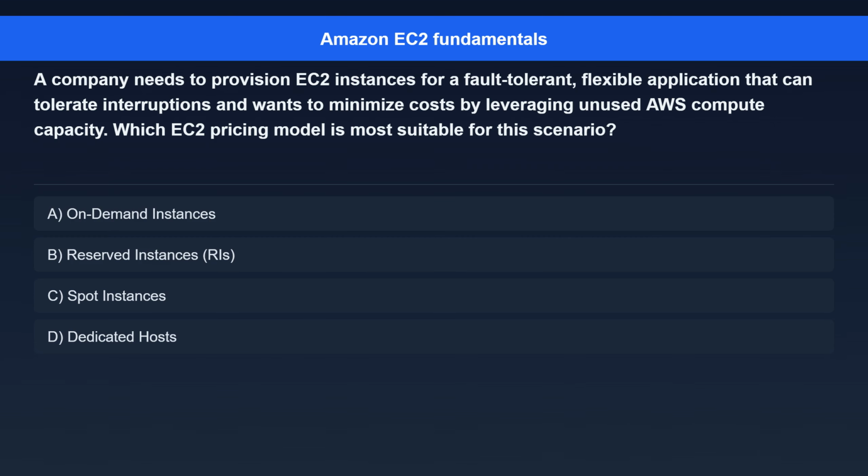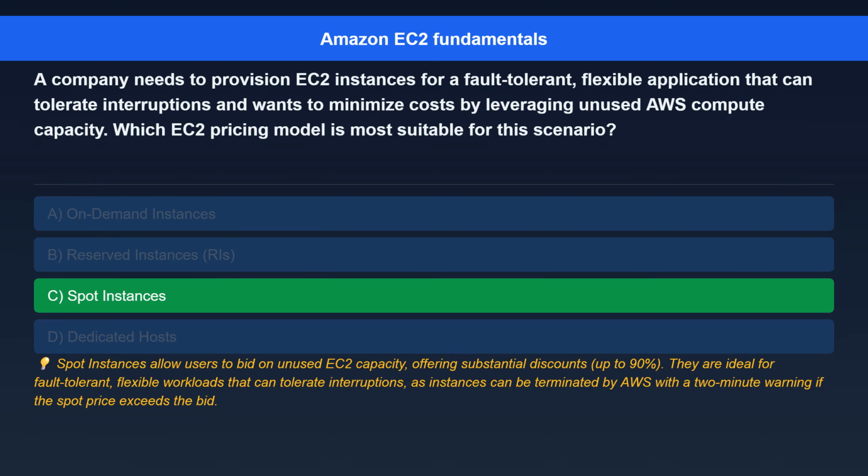Question 1. A company needs to provision EC2 instances for a fault-tolerant, flexible application that can tolerate interruptions and wants to minimize costs by leveraging unused AWS compute capacity. Which EC2 pricing model is most suitable for this scenario? Option A. On-demand instances. Option B. Reserved instances, RIs. Option C. Spot instances. Option D. Dedicated hosts.